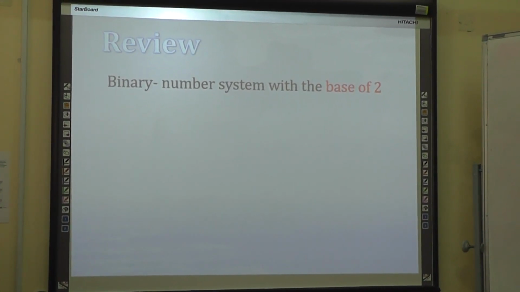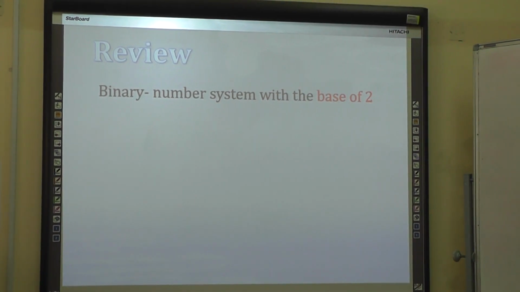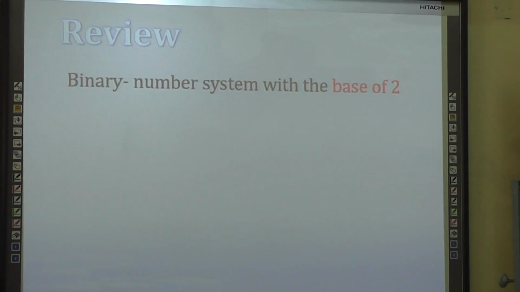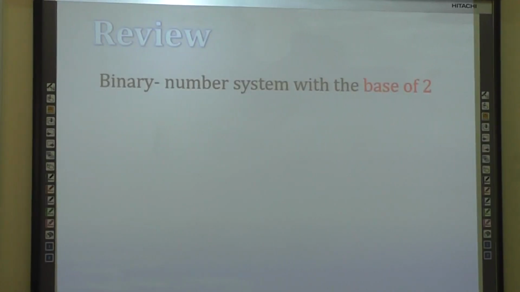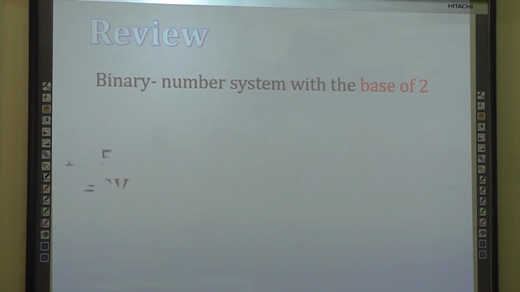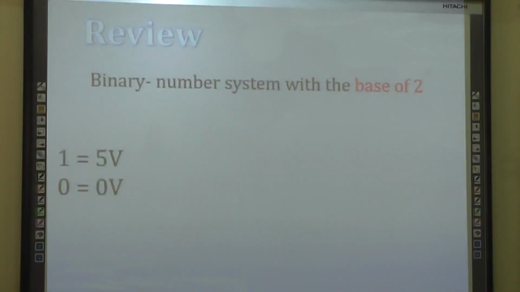In our review, we already had the binary. As we defined, the binary is a number system with the base of 2. That means we are using only the digits 1 and 0. 0 corresponds to 0 volts and 1 corresponds to 5 volts.